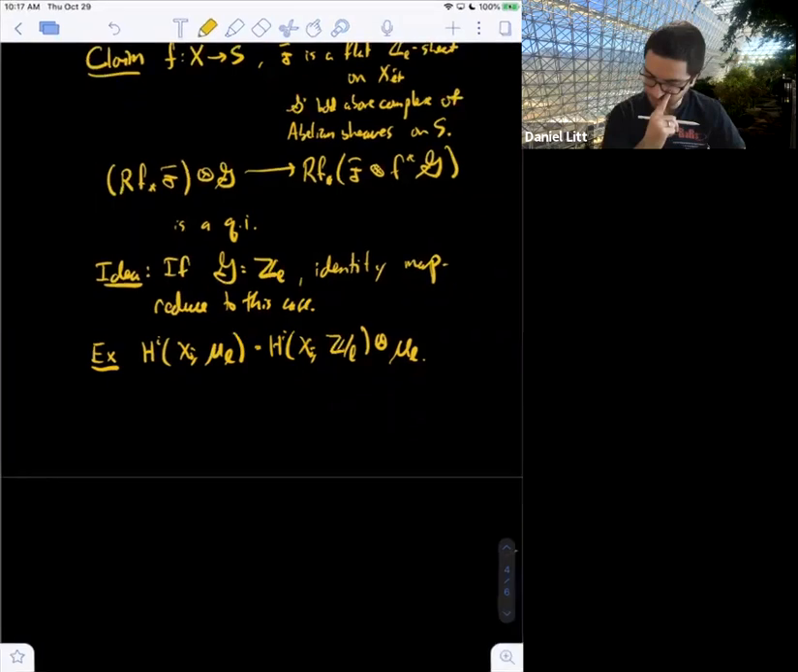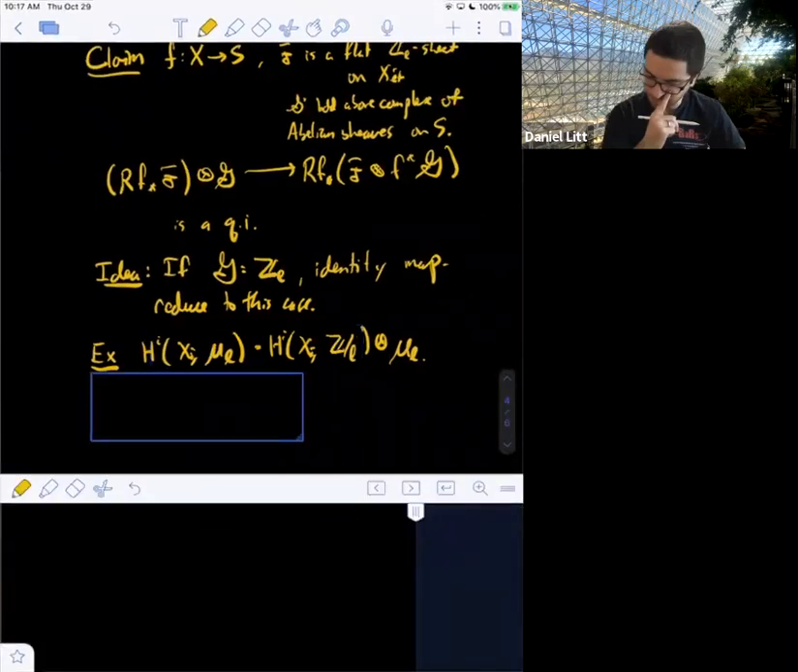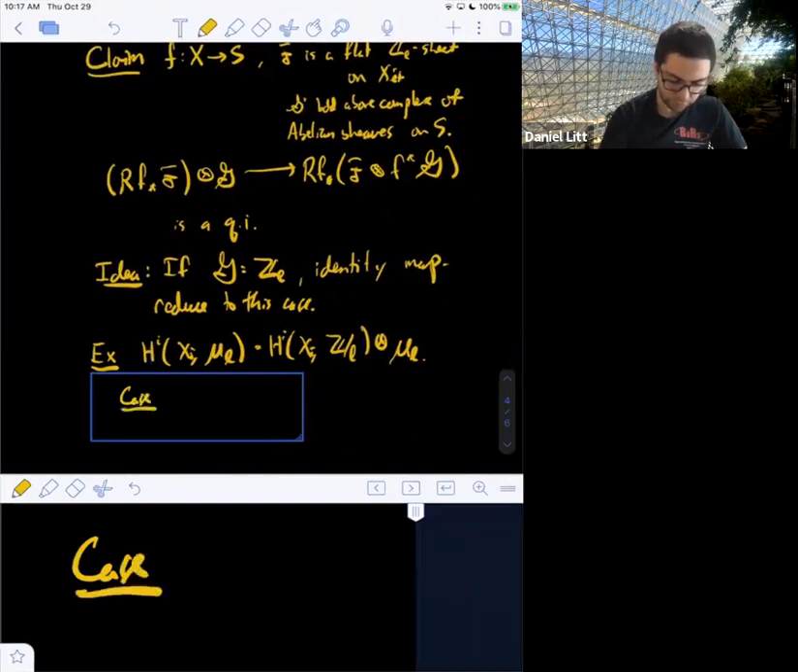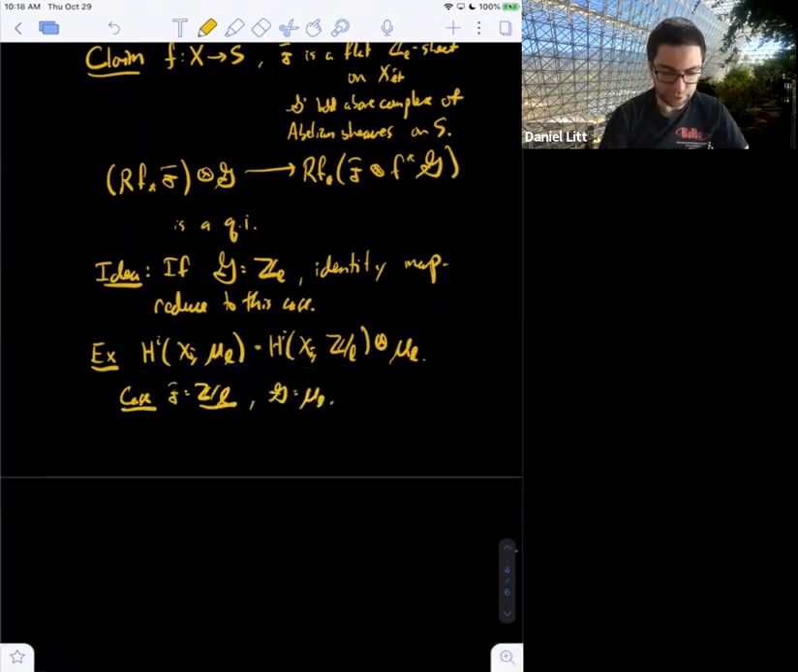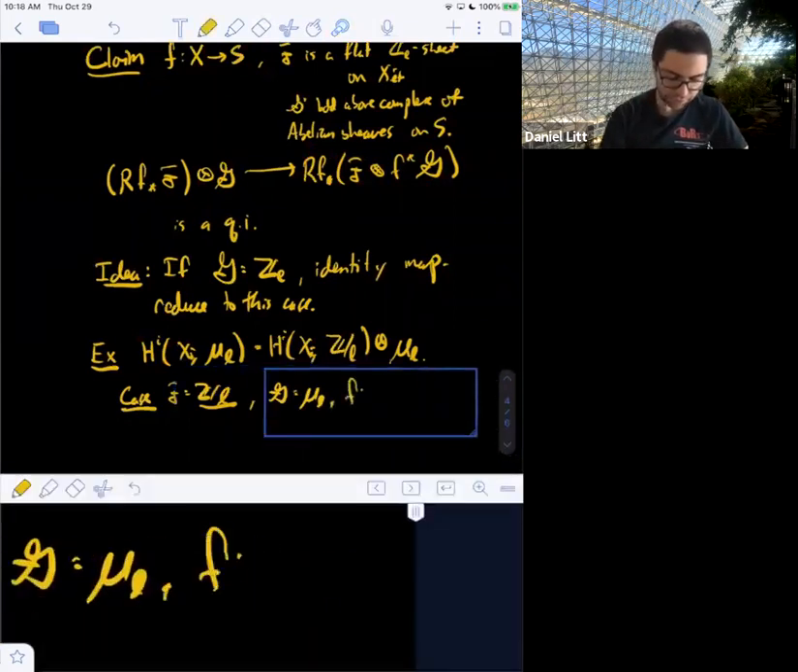So this is the case where F is the constant sheaf Z/LZ, and G is mu_L. Why is that? Well, this is the right hand side of our formula, and this is the left hand side. F star of G tensored with Z/LZ is just the sheaf mu_L on X étale, right? And taking cohomology is taking this R f lower star. So this is the case where F is Z/L, G is mu_L, and f is the structure map, the map from X_K bar to Spec K bar.